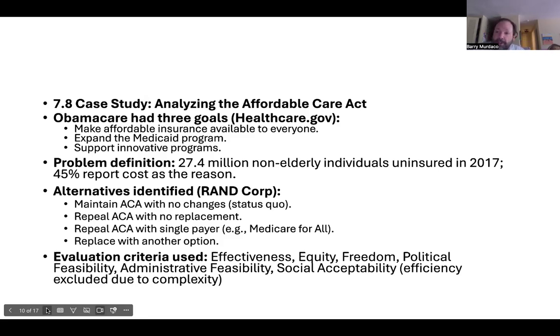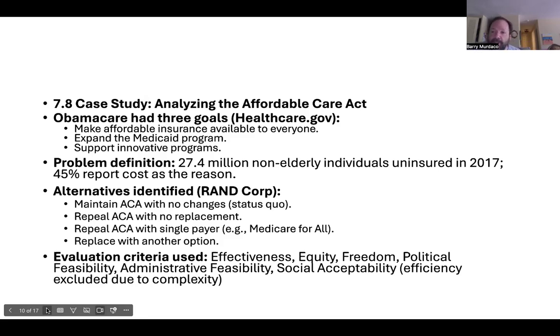So what are the alternatives then? According to the RAND Corporation, there are basically 4 real alternatives you can consider here. Maintain the ACA with no changes, just the status quo. Repeal the ACA with no replacement at all. Repeal ACA with single payer, for example, Medicare for all, or replace with another option.